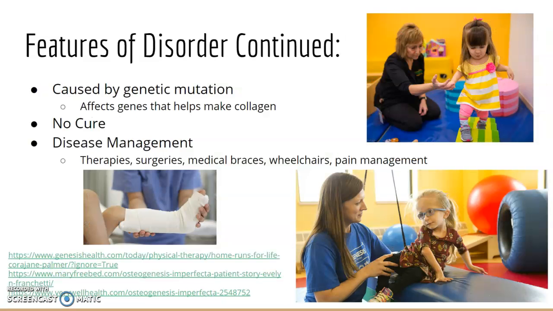It is caused by a genetic mutation that affects the genes that help make collagen, and without collagen you have weakened skin, bone, and tissues. There is no cure, and because there is no cure, you're focused mainly on disease management. This can be done through therapies, surgeries, medical braces, wheelchairs, and pain management.